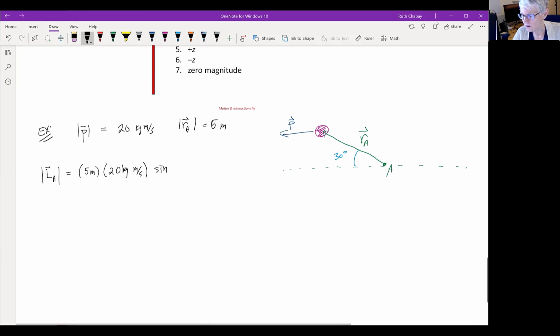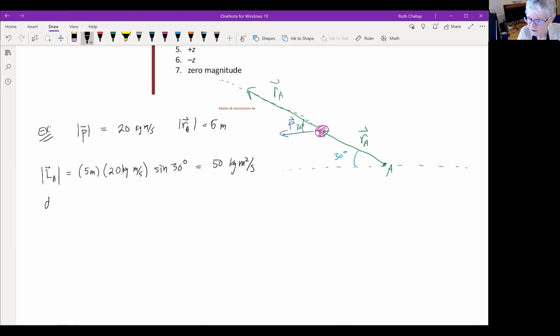What is the angle between them? Well, we need to put them tail to tail to tell. So if we extend this line here, we can imagine taking r sub a and redrawing it up here, and that angle is clearly also 30 degrees. So it's sine of 30 degrees, which gives us 50 kilogram meters squared per second. Since we're multiplying meters by kilogram meters per second, the units of angular momentum must be kilogram meters squared per second.